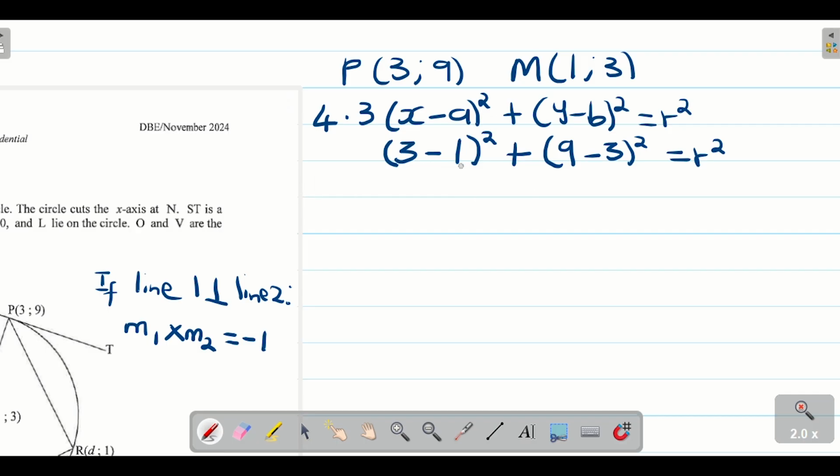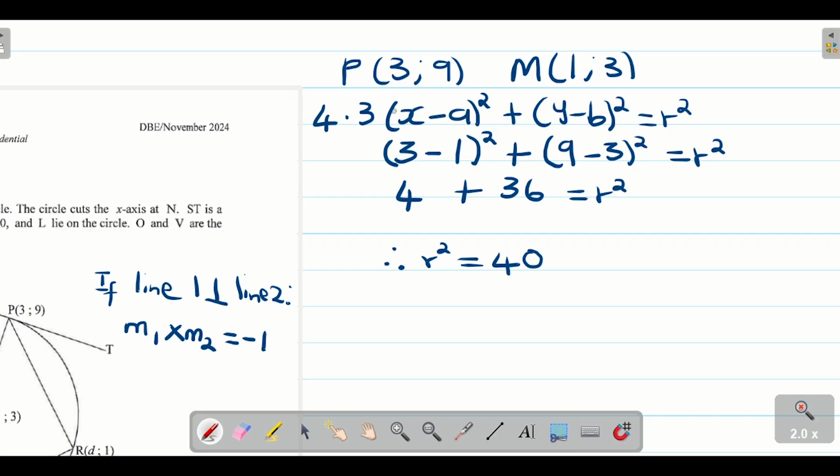So 3 minus 1 is going to be 2. 2 squared will give us 4, plus 9 minus 3 is 6. 6 squared will give us 36, which equals r squared. 4 plus 36 will give us 40. So therefore, r squared is going to equal 40.